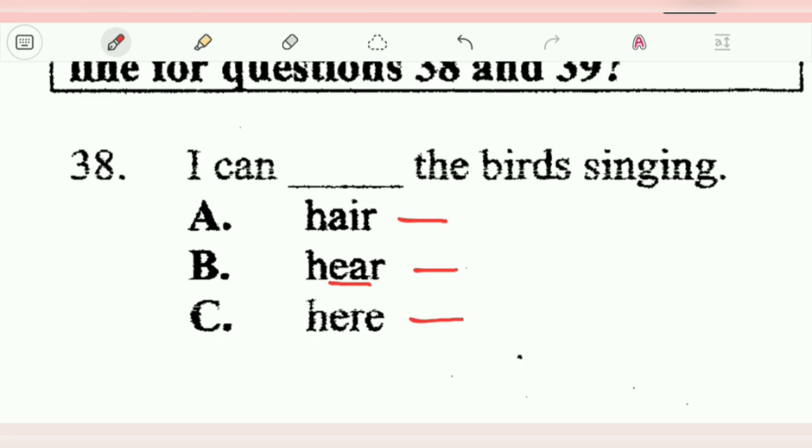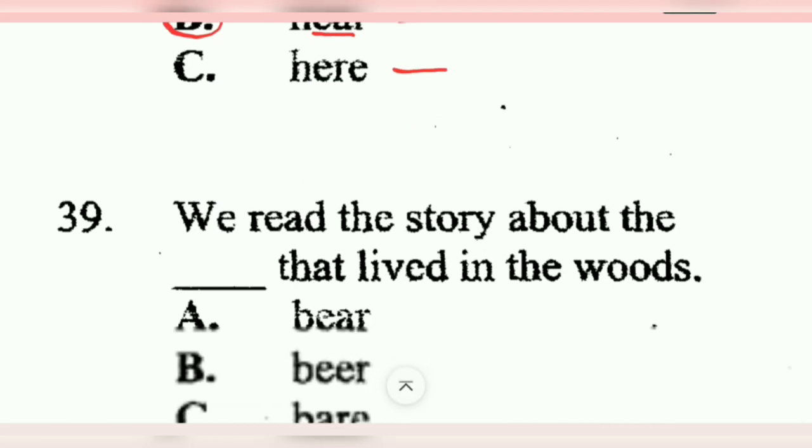All right, so I can hear. Which one is to do with your ears? It's B. I can hear.